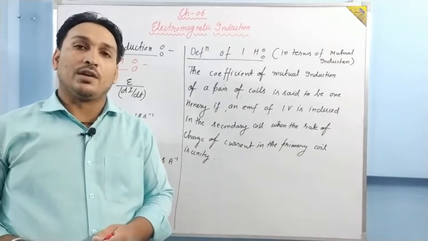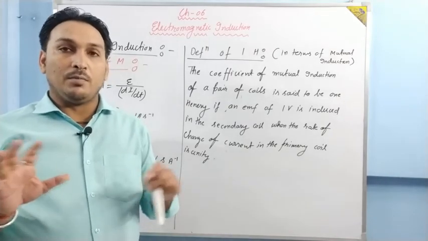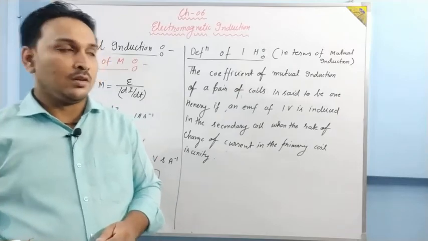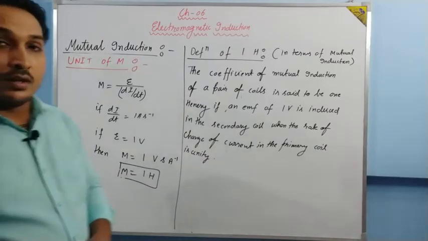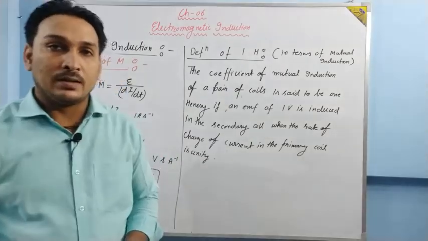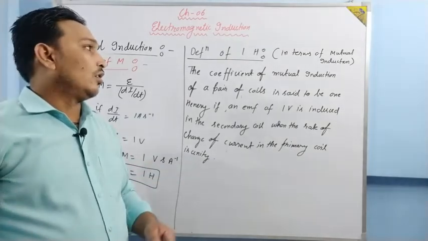You will be forgetting everything. All the things will be mixed up. Is it clear? So let us move ahead now. We have defined 1 Henry and one more thing. In the last video lecture, probably I forgot. Just I got a recall.